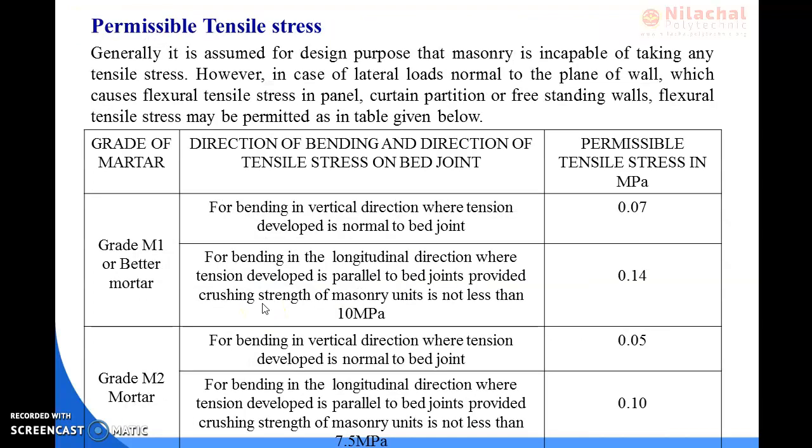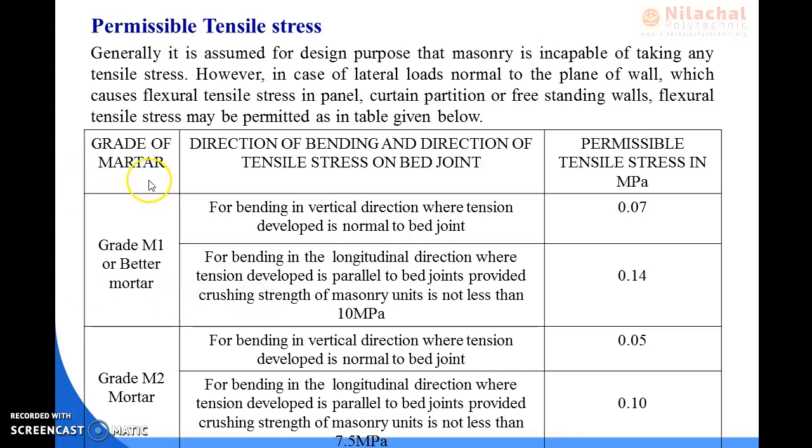And now we come to another stress property, that is permissible tensile stress. According to the permissible tensile stress, generally it is assumed for design purpose that masonry is incapable of taking any tensile stress. However, in case of lateral loads normal to the plane of wall which cause flexural tensile stress in panel, curtain partition or freestanding walls, flexural tensile stress may be permitted as in table given below.